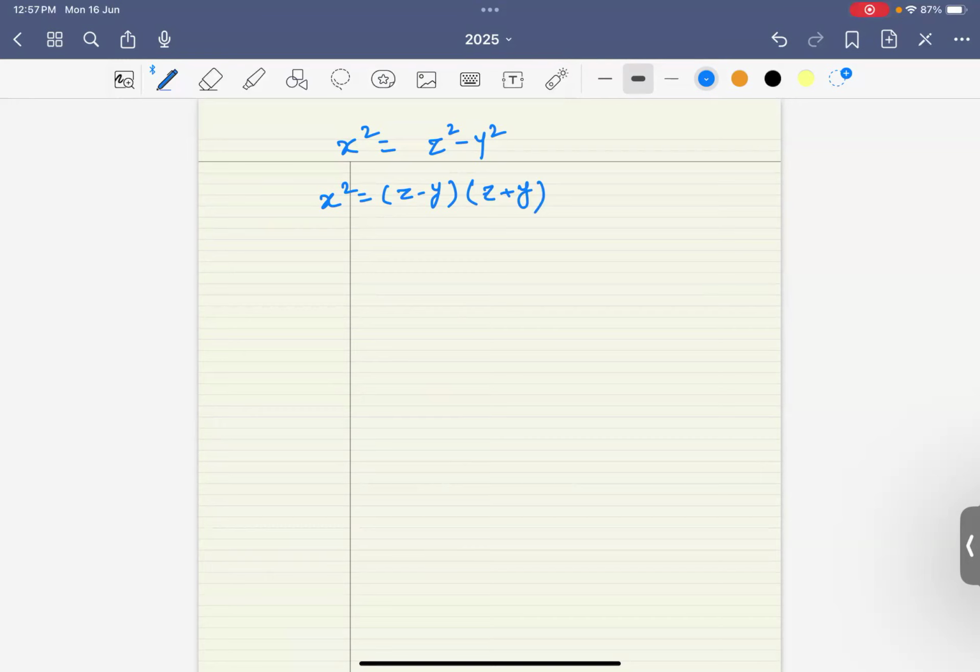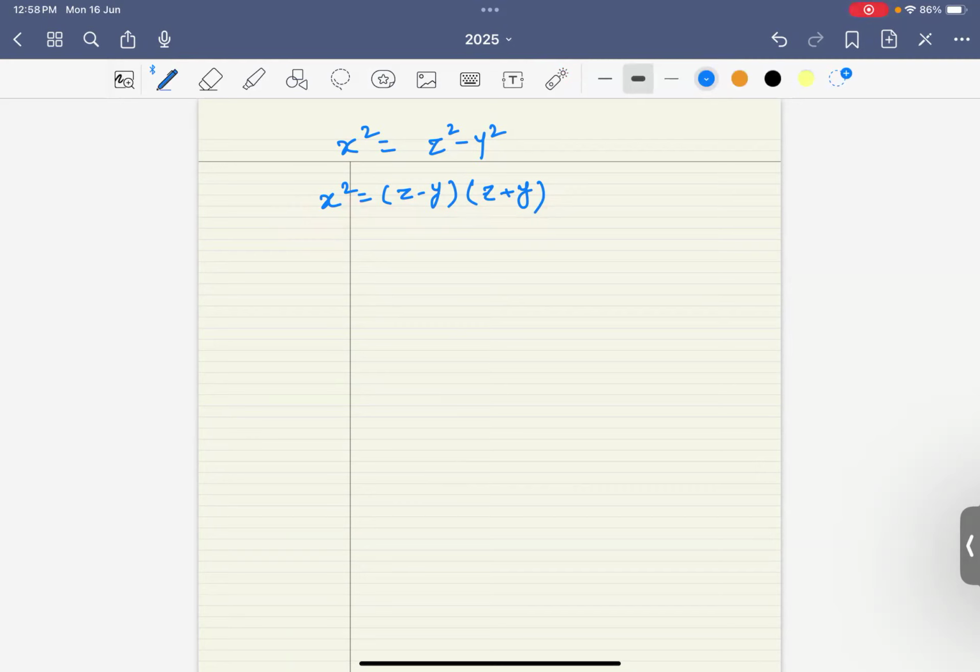Now have a look at this. Since x is even, therefore x square is even. You can see that z minus y and z plus y must be of the same parity, because their difference is even. Their difference is 2y, 2y is even. And if the difference of two numbers is even, then they must have the same parity. That means that either they must be both even or they must be both odd. Since left hand side is even, it means that both of these numbers must be even.